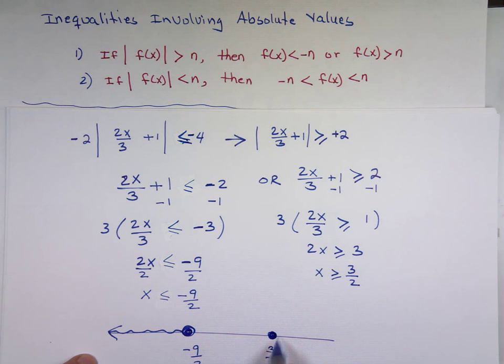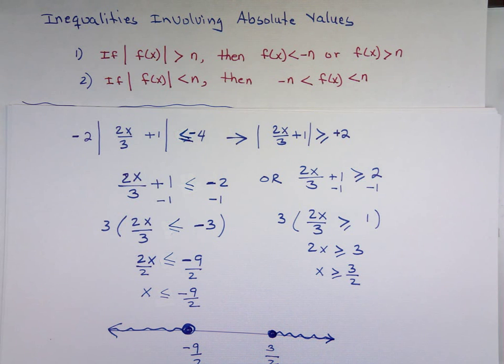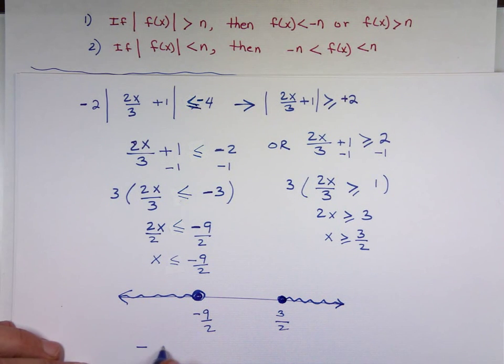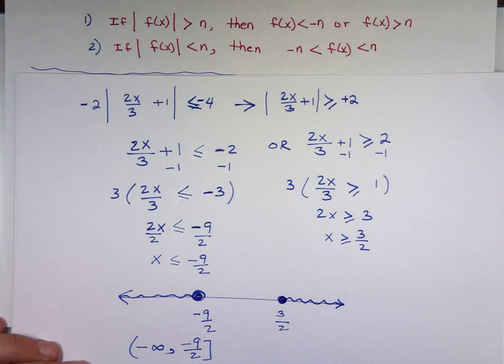And it's greater than, that means which way? To the right. So where's my solution? Negative infinity to what? Negative 9 over 2. Add to it from 3 over 2 to where? To infinity.